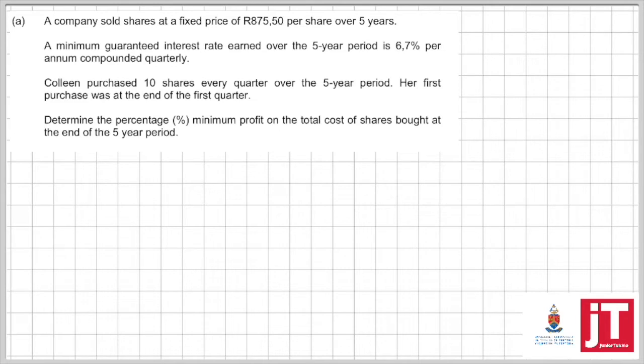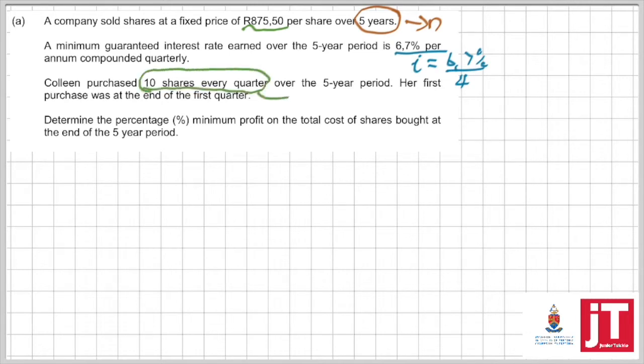Oh my goodness. Let's analyze this. So much information. So let's see how we approach this sum. First of all, we've got n being 5 years. We've got the share price of 875.50. And we've got a fixed interest rate of 6.7% per annum compounded quarterly. Great.